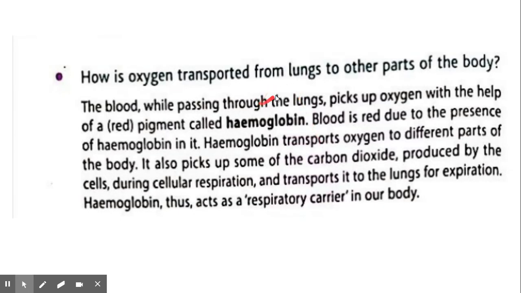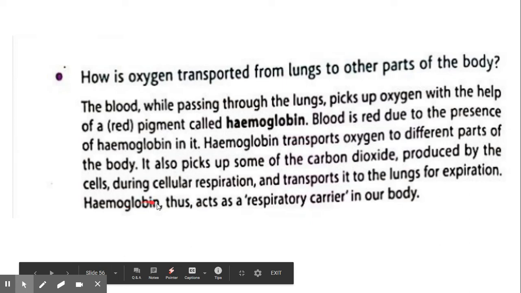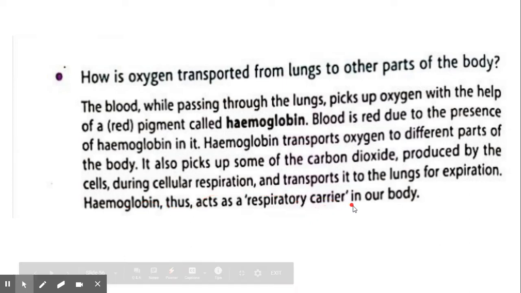Now, children, we need to know how oxygen is transported from the lungs to other parts of the body. We should know that hemoglobin inside our body acts as a respiratory carrier. The blood, while passing through the lungs, picks up oxygen with the help of hemoglobin. Blood is red due to the presence of hemoglobin. It transports oxygen to different parts of the body and picks up some of the carbon dioxide produced by the cells during cellular respiration and transports it to the lungs for expiration.